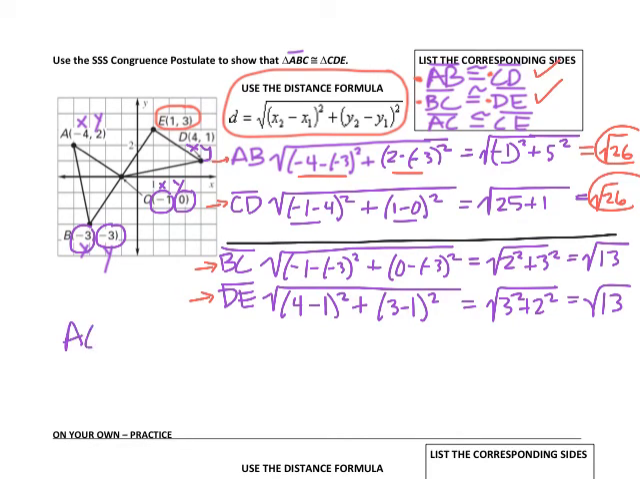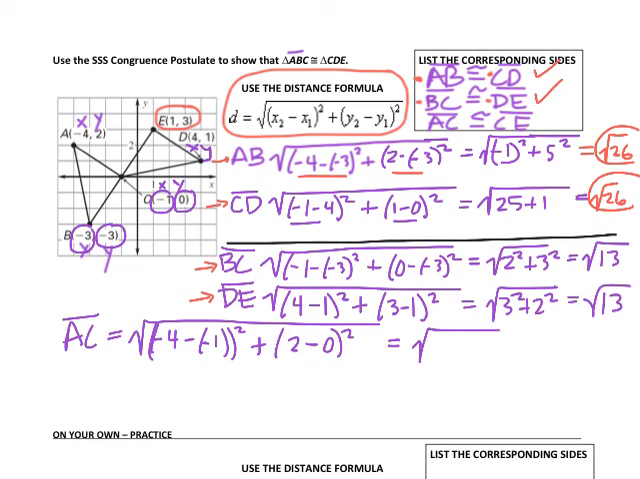So AC, this does seem like a little bit of work, but it's just one more way for us to use the side congruence postulate. So I'm going to take -4, and I'm going to subtract -1, because I'm using the A and the C points. Okay, we're going to square that, and then my y's, 2 minus 0. Alright, let's see what we have here. It's going to be -3 squared plus 2 squared, and that is the square root of 13 as well.